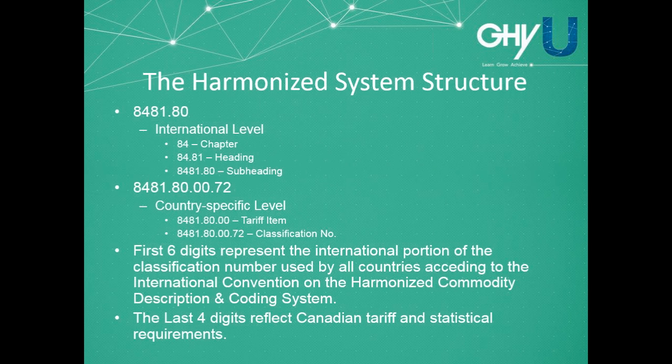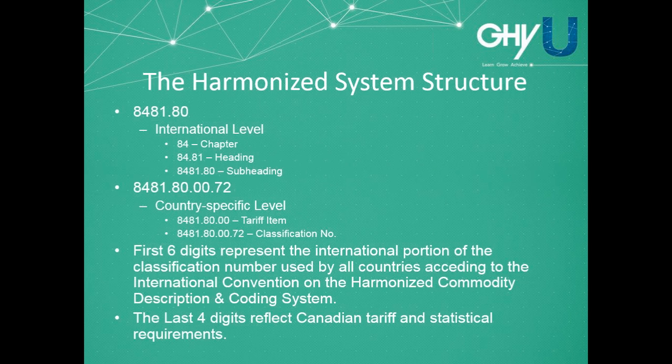So now we go to the country-specific level. That would be 848180.00, and that is your tariff item of other materials. Then breaking it down to the classification number itself, 848180.0072. That is your faucet, plated, dual control.